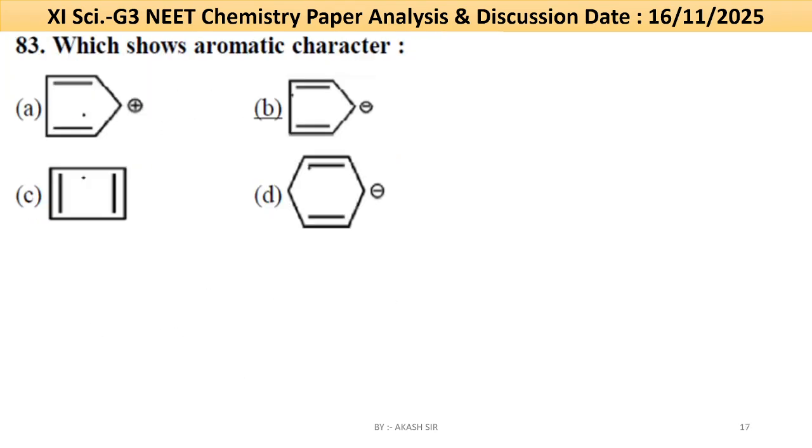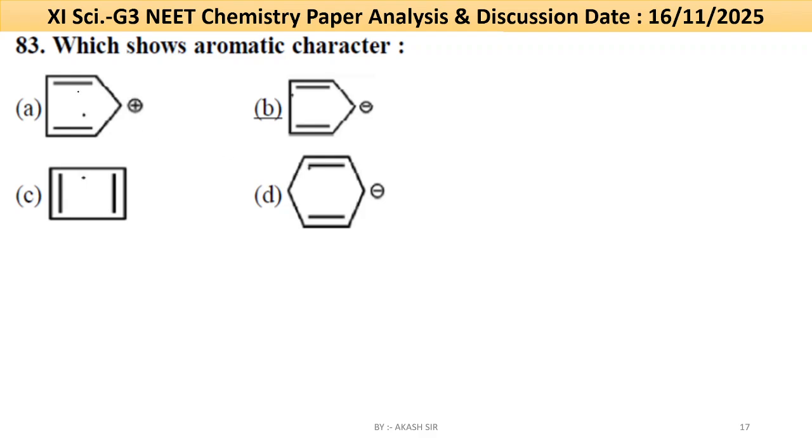Now question number 83, again on aromatic character. Which shows the aromatic character? To determine which of the structures shows aromatic character, we need to apply the criteria of aromaticity. A compound is considered aromatic if it meets the conditions of Huckel's rule, that is the molecule must be cyclic, the molecule must be planar, and it follows 4n plus 2 pi electrons. Okay, let's analyze the options here.